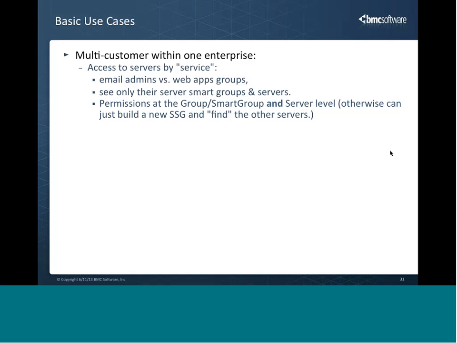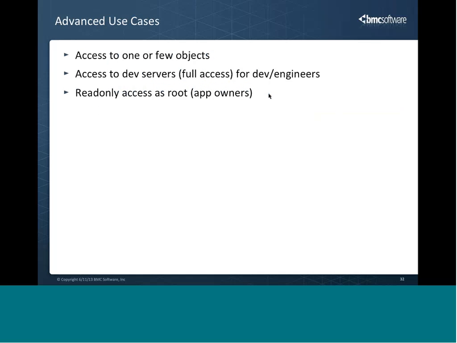But we talk about people getting easily confused within the UI. Here's an easy way to simplify it, right? If the email admins can only see their Exchange servers, if the web app groups can only see their servers, it's a lot easier to navigate. They're going to see server names that they recognize and not get lost in the UI. And that's basically set with permissions on those top-level server smart groups, and then obviously on the servers and objects themselves.